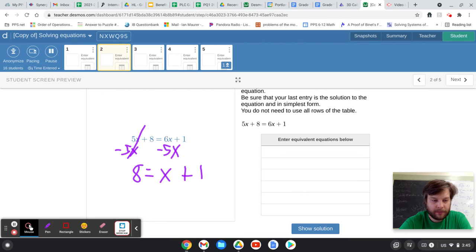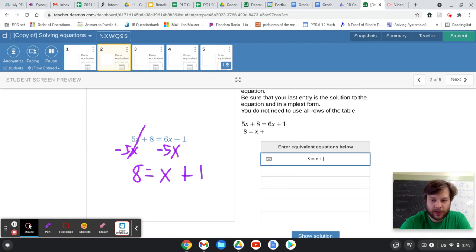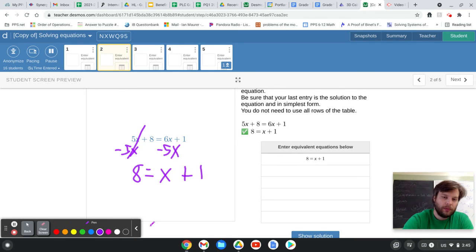Let's type that equation in. See if we get our little check mark. 8 equals x plus 1. That is equivalent. Then, opposite of plus 1 is minus 1. So we have 7 is equal to x. 7 is equal to x.